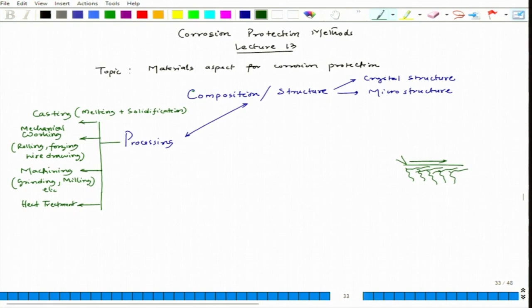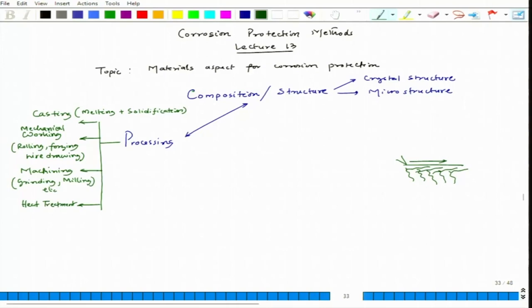In fact, machining can also change the composition of the surface. If the heat contained at the surface is very high, there could be possibility of decarburization even, fine. So, that means if we talk about steel, a little medium carbon steel, if we do machining without having a proper cooling agent, the surface can get decarburized, so that the surface electrochemical behavior would change. So, those possibilities do exist. So, that means processing would affect the composition or structure and then subsequently corrosion behavior, fine.